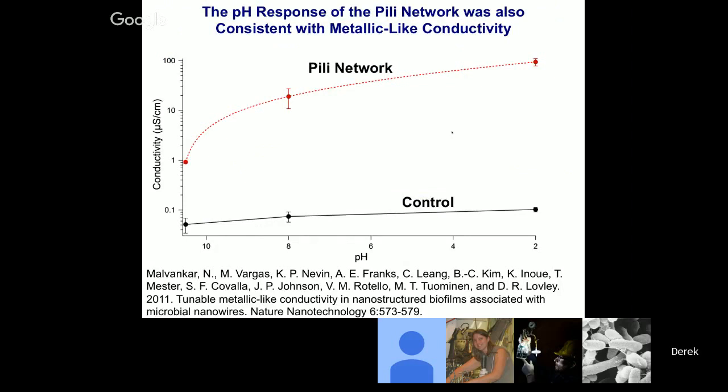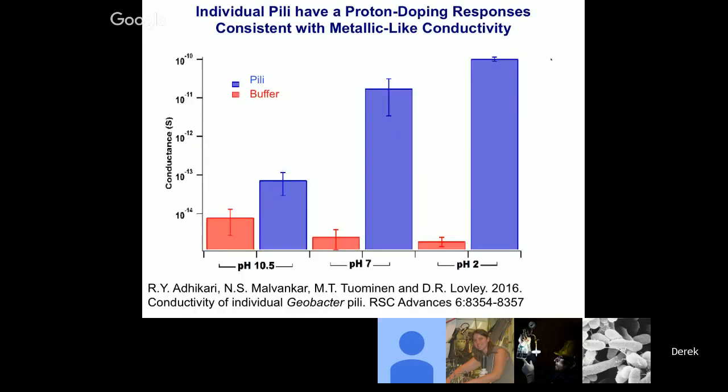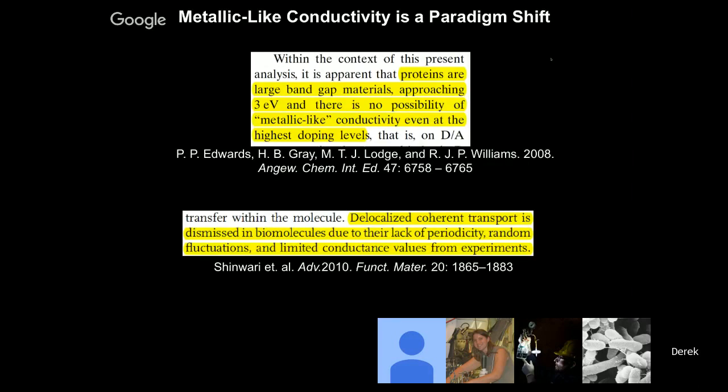Another important observation early on was the pH response. Again, log scale on the y-axis, and note that with decreasing pH, there's a dramatic increase in the conductivity. In fact, the conductivity is highest at pH 2. This is a pH which certainly denatures any cytochromes associated with the pili, but the pili themselves are very robust and highly conductive. And this pH response has recently been further confirmed with individual pili. So this suggested that the conductivity in the pili was similar to that in these synthetic conducting organic polymers, and that it was a metallic-like conductivity, which was surprising because just before Mikhail's discovery, there were a number of very authoritative reviews that said there'll never be metallic-like conductivity in a biological protein.